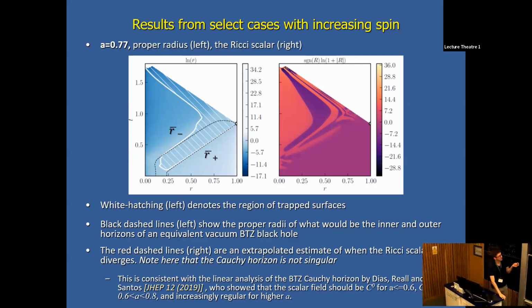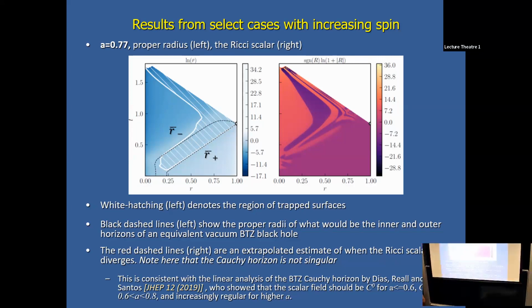So we've increased the spin, and we've increased the relative size of the Cauchy horizon part toward the space-like part, but here, in fact, the Cauchy horizon has stopped being singular. This might be a peculiarity of 2 + 1 dimensions, and it's consistent with the previous linear analysis of Dias, Reall, and Santos. They looked at the scalar field propagating on just a fixed BTZ background. They found that with spin, the scalar field, as you approach the Cauchy horizon, has increasing regularity.